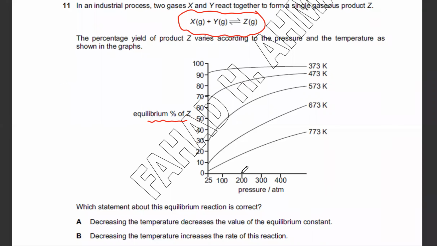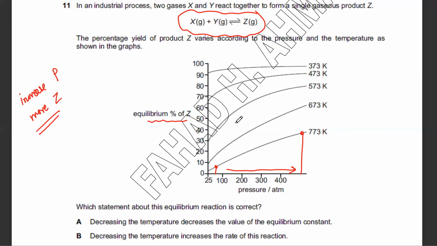What is happening when you increase pressure? You're increasing pressure in this direction. Amount of Z हर टेम्परेचर पे क्या हो रही है? ज्यादा हो रही है ना, मतलब it is increasing, right? तो percentage of Z लोअर प्रेशर के ऊपर कम है, हायर प्रेशर पे ज्यादा है। इसका मतलब है if you increase pressure according to the graph you get more Z. ये बात समझ आइए? Yes, clear?